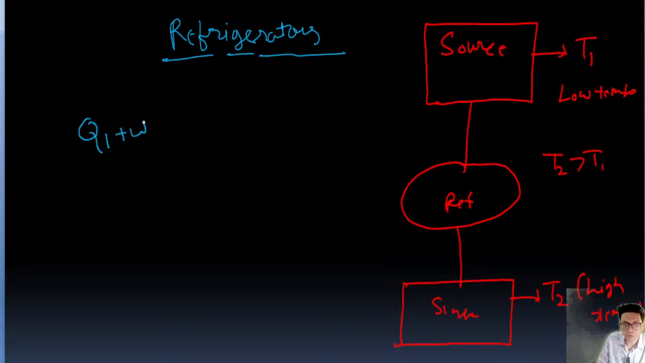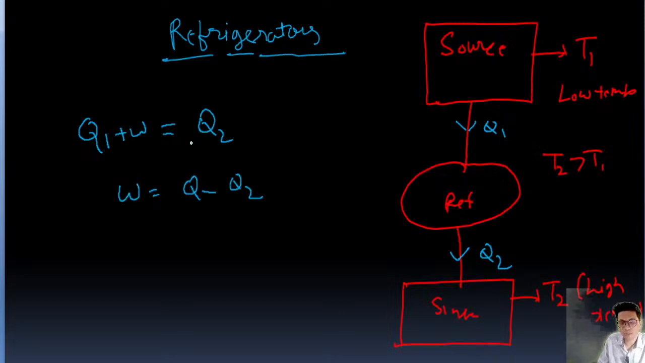Q1 plus W is going to be equal to Q2. Okay, so this is Q1 and this is Q2. So Q1 plus W is equal to Q2. From here W is going to be Q1 minus Q2. In case of heat engine, we have seen W equal to Q2 minus Q1, right? In case of refrigerator, W equal to Q1 minus Q2.